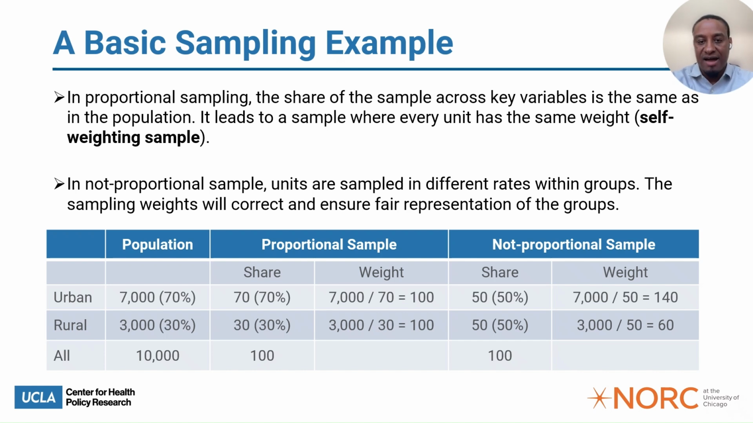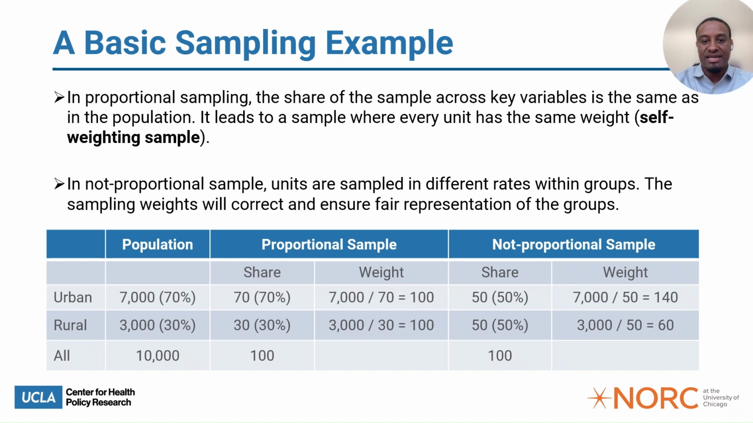In here, we still have 100 units, but we decide to split them 50-50, meaning we have 50 in the urban areas and 50 in the rural areas. So now, if we calculate this, the sample size, we will have 7,000 divided by 50, giving us a weight of 140. So each person in the urban areas represents 140 people, including himself or herself. And following the same methodology, we will get a weight of 60 for the rural.